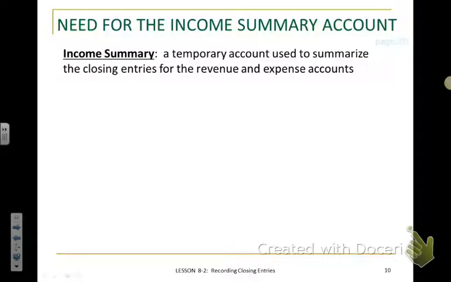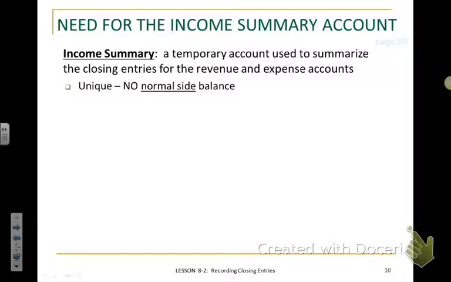Okay, so income summary. We did do the income summary in chapter 6 a little bit; we just introduced you to it. The income summary is a temporary account that we roll the balances to help us with the closing process. It's the ultimate temporary account. It does not have a normal side balance, and you'll see why when we walk through the closing process.